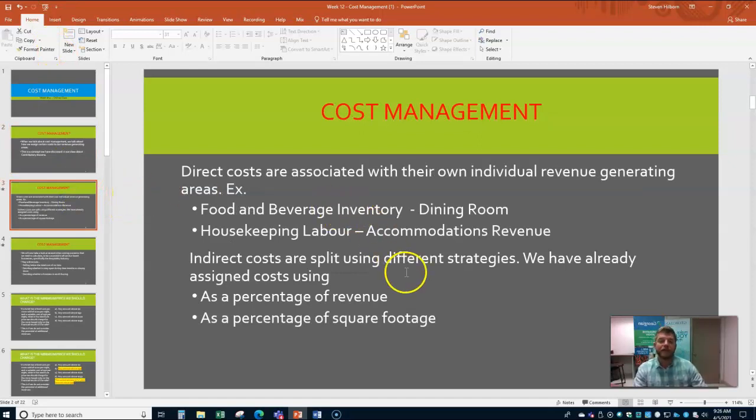So cost management is typically how we look at, again, assigning different costs to different revenue areas. And we've done this before. Direct costs are associated with their own individual revenue generating areas. Food and beverage to the dining room, housekeeping to accommodations. And then indirect costs are split using a bunch of different strategies, which we've already looked at two of the main ones, either as a percentage of revenue or percentage of square footage. Now, we've done this, you understand that part.